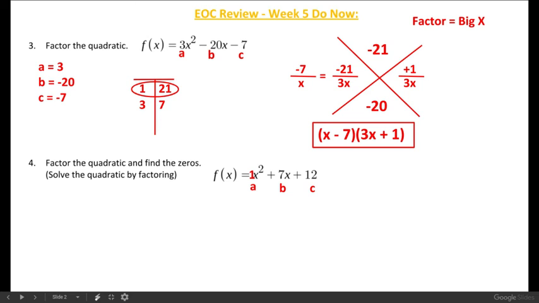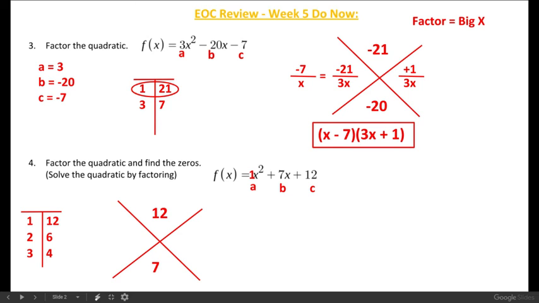So in this one, it's pretty easy because A is 1 and then everything is positive. So this is a pretty easy problem. So at the top is going to be A times C. 1 times 12 is 12. At the bottom is B, which is 7. We're going to list our t-chart for the top number, which is 12. So factors of 12, 1 and 12. 2 and 6, 3 and 4, and that's it.